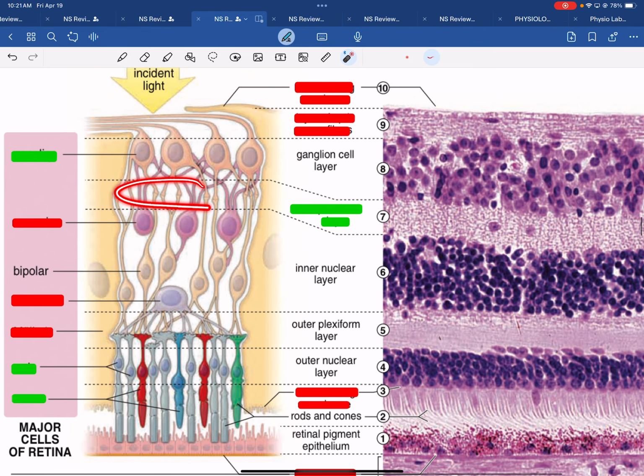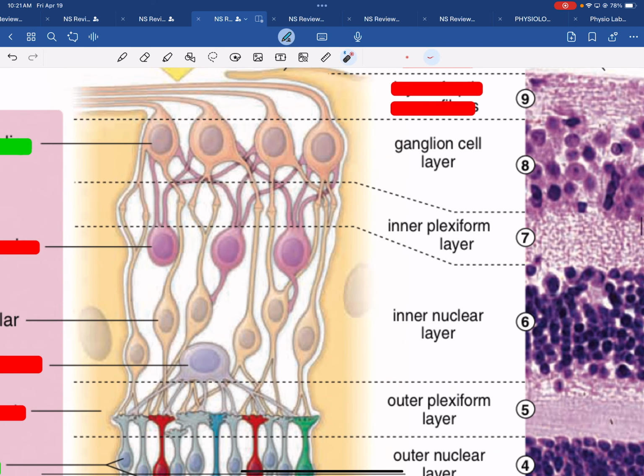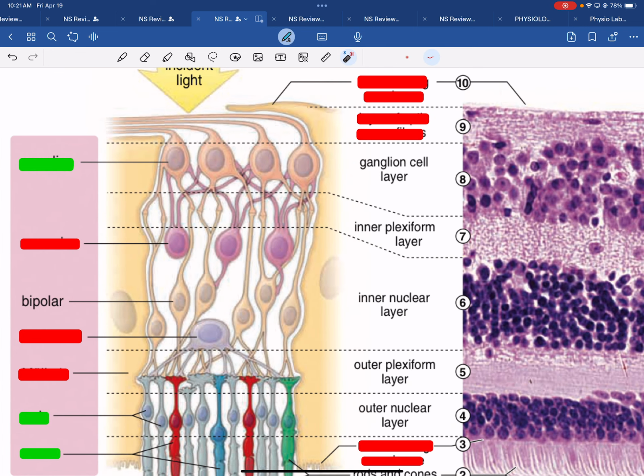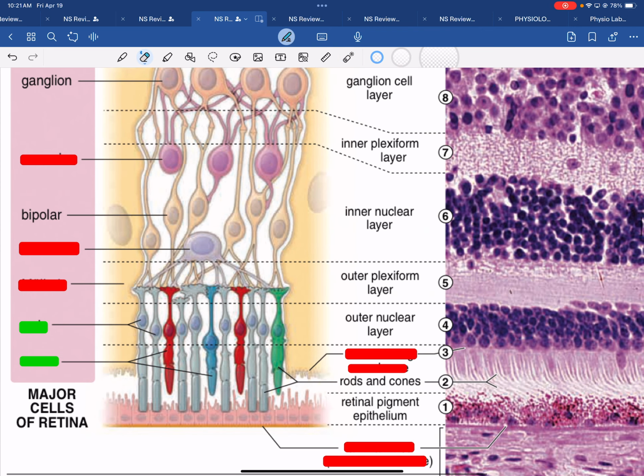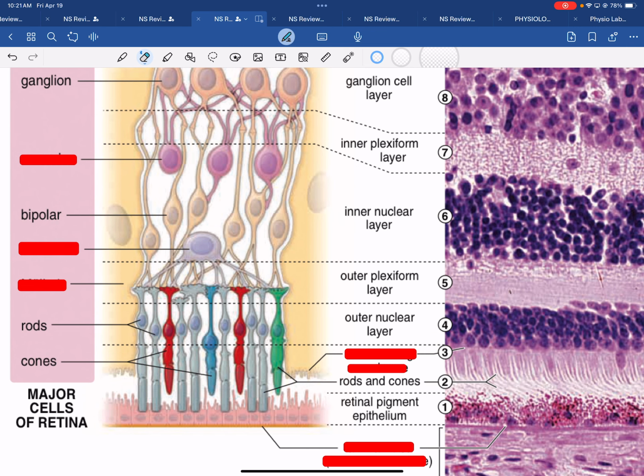What about this one? Inner plexiform. Good, the inner plexiform layer, which is the synapses between the axons of the bipolar cells and the dendrites of which cells? Of the ganglion cells. Good. Okay, we did these ones already.